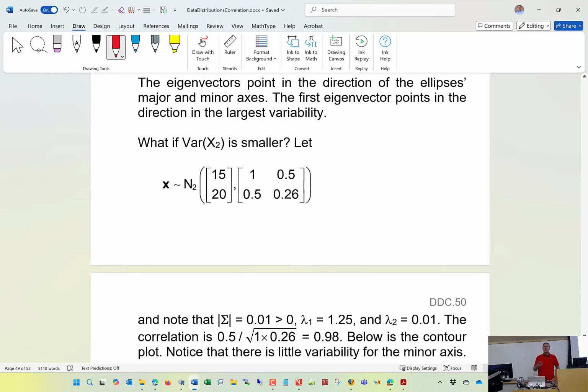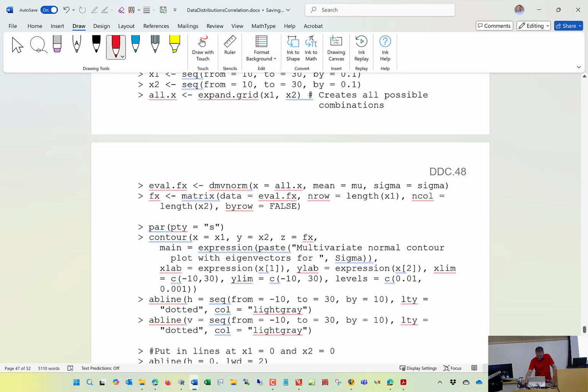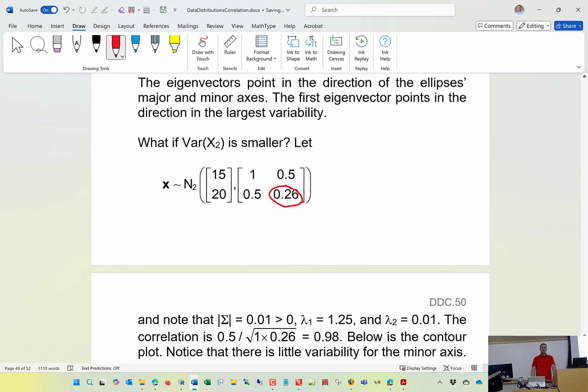Okay. Now let's do some what ifs here. And this is really the reason why we're looking at this. Suppose I change that variance for x2 from 1.25 to 0.26. This is about as low as I can go for that variance and still have this covariance matrix work out. Meaning, if you remember, the determinant of sigma has to be greater than 0. In this particular case, the determinant ends up being 1 times 0.26 minus 0.5 times 0.5, so we get 0.01.